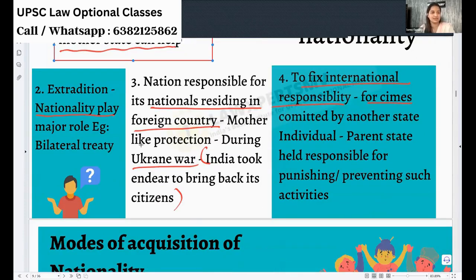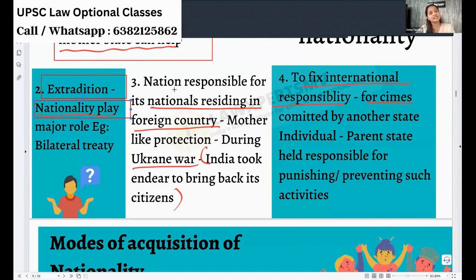Okay, next thing. How about extradition? Extradition is all about nationality. Nationality plays a major role. If your nation state and the other nation state have an extradition treaty, a bilateral treaty, then you will be extradited. Otherwise, you won't be. It's very difficult. So for extradition, nationality plays a major role.